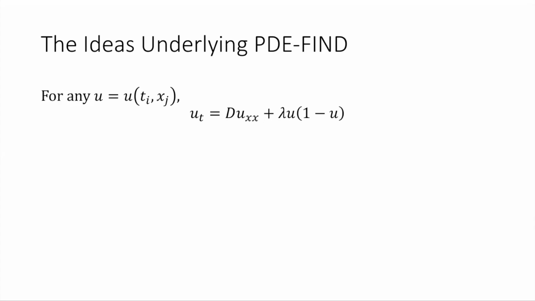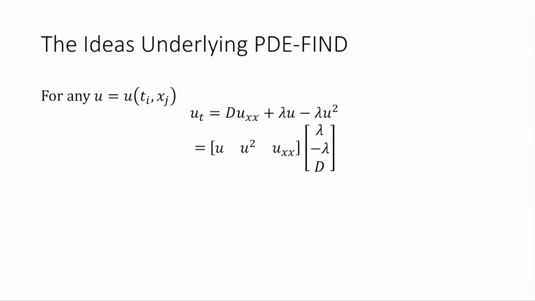So to start off with, let's assume that we have data that does satisfy the Fisher-KPP equation, and let's focus in on one spatiotemporal point, ti, xj. Then we know that this data satisfies the following differential equation: the rate of change of u is equal to diffusion plus logistic growth. And we can distribute the lambda u term to arrive at the right-hand side of our equation, which we may notice is a linear combination of terms that pertain to u. So we can rewrite it as a dot product.